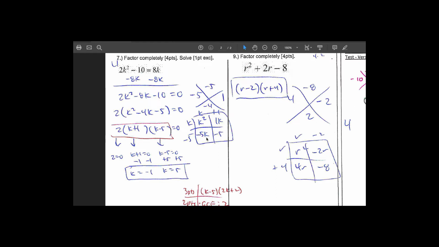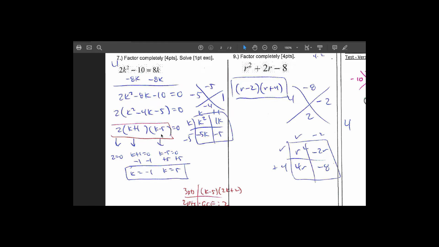And negative 5 times 1 gives you negative 5. So your answers would be here, k minus 5, k plus 1. So this here in the red box would be your answer for the factoring completely for 4 points. You must have that greatest common factor on the outside.